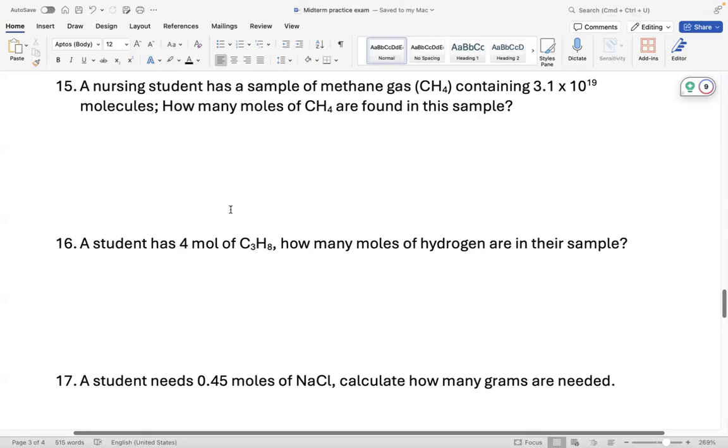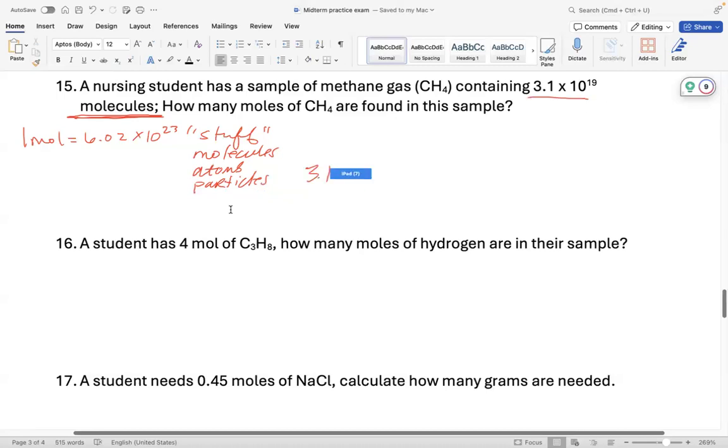So I know this is a problem where I'm going to be using Avogadro's number because I see the word molecules, and I remember that we said that 1 mole equals 6.02 times 10 to the 23rd stuff, and we said that stuff, we could fill in with the word molecules, atoms, or particles. I don't remember what else we saw in our vocab, but we can fill that in with words like that. So I'm going to start this problem with my given, which is 3.1 times 10 to the 19th molecules.